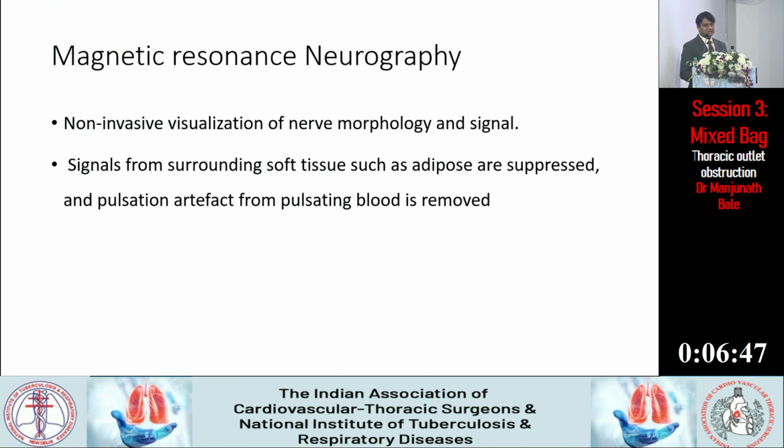This basically tells us whether there is any edema around the nerves, any surrounding signal variation in the nerves, and whether there is any pulsation artifact, which gives us a fair idea of what level the nerve is involved and what exactly the extent of the nerve involvement is.